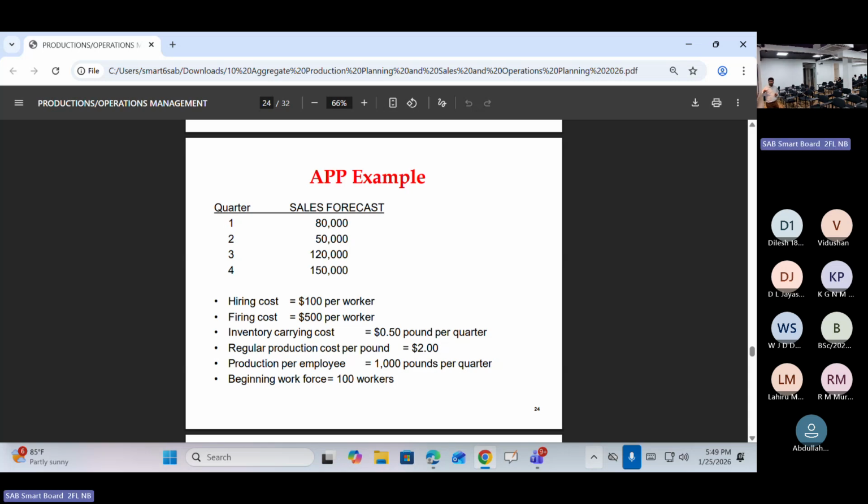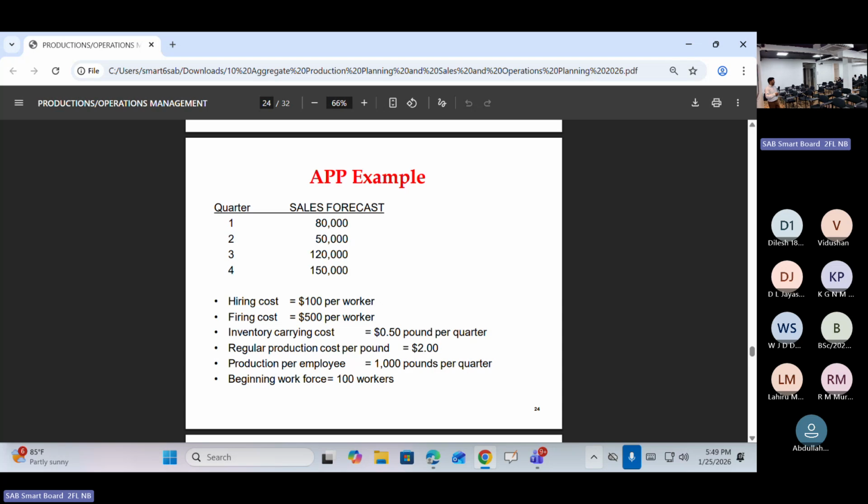Some other information like beginning workforce 100 workers, production per employee 1,000 pounds per quarter. So likewise, there can be different production related and production cost related information. And you will be asked to prepare a production plan. That means 3 things: what could be the production rate, workforce size, and the inventory levels, and the cost of the plan.